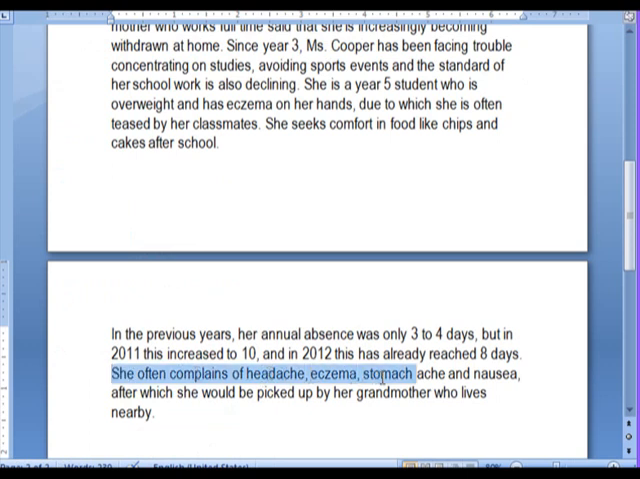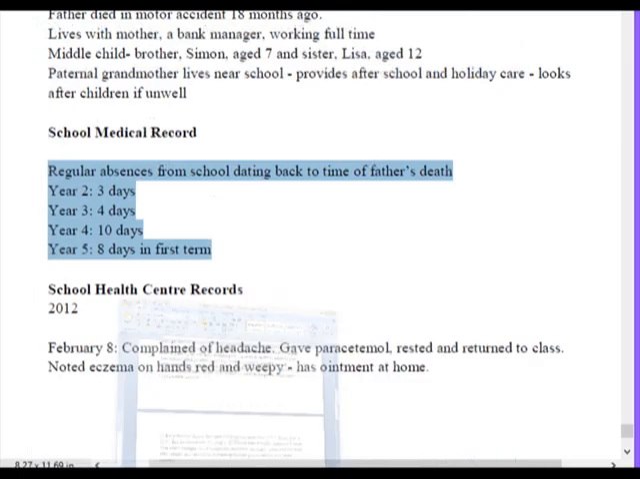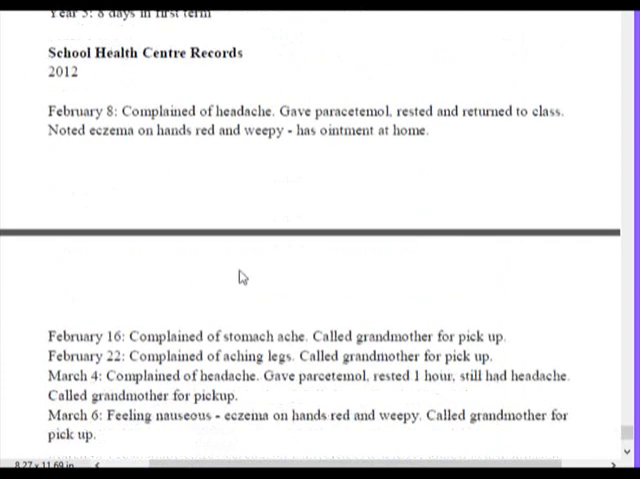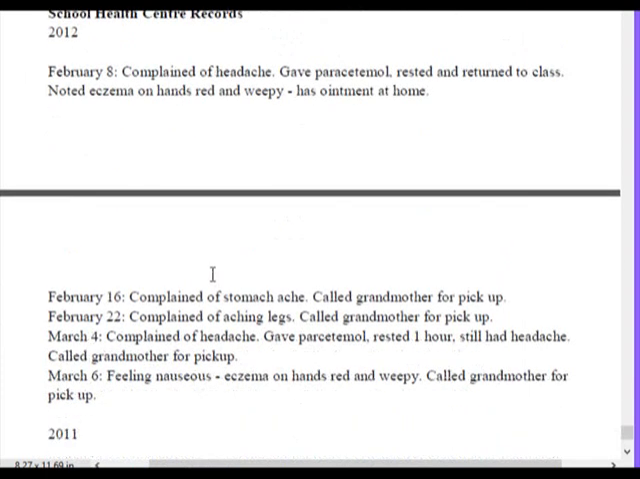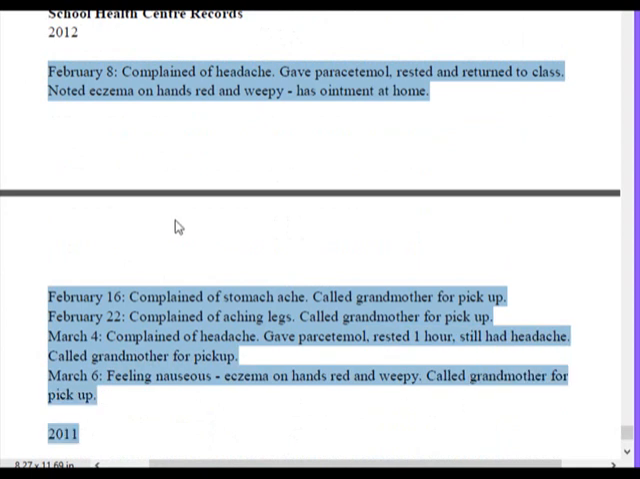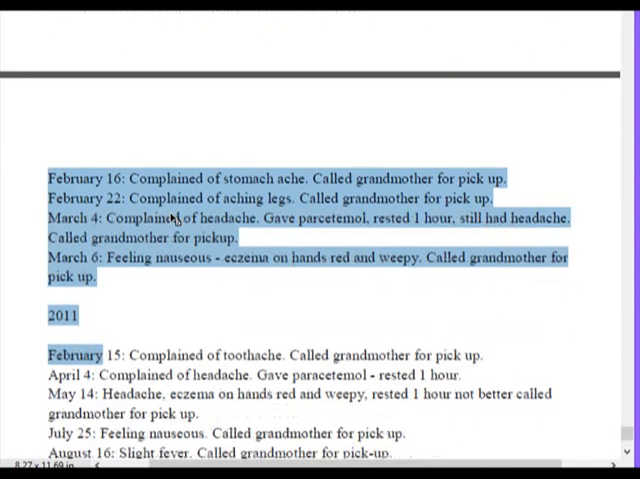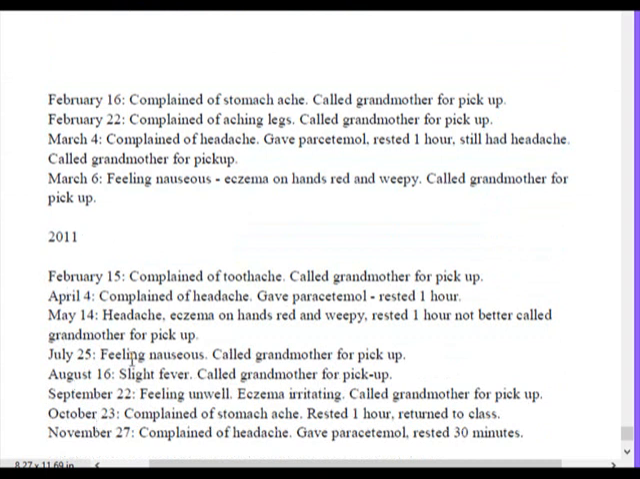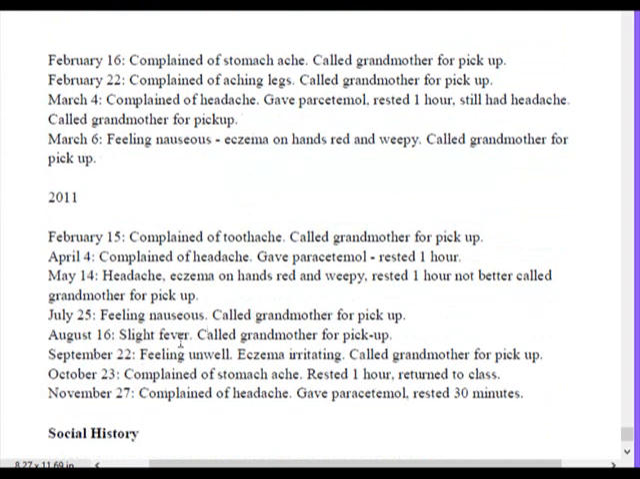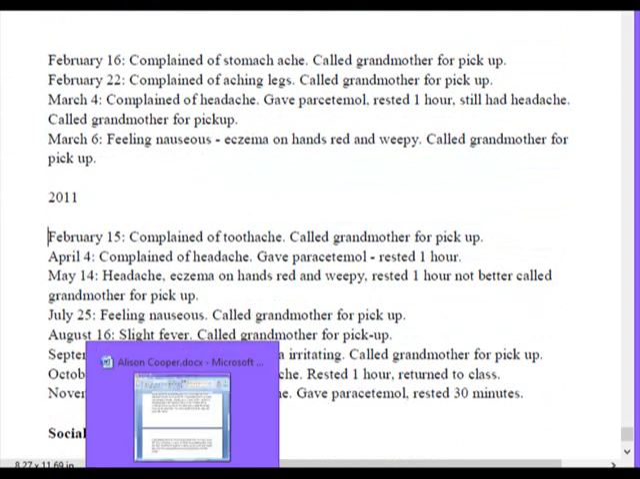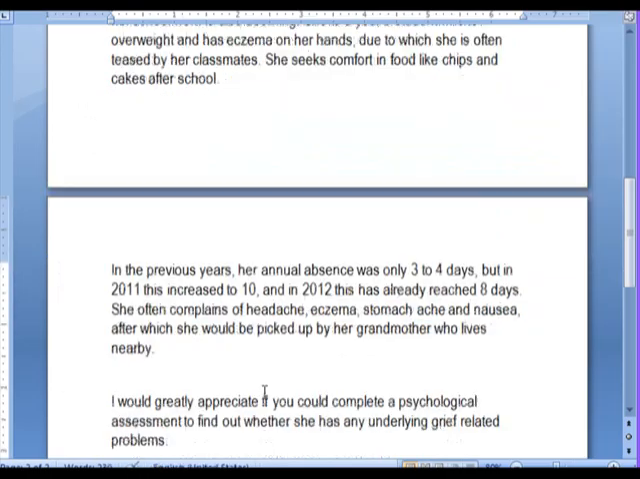She often complains of headache, eczema, stomachache, and nausea, after which she would be picked up by her grandmother who lives nearby. This is a detailed one sentence note about what usually happened on different days in 2012 and in 2011. Okay, so you don't need to cover this as a lengthy thing.